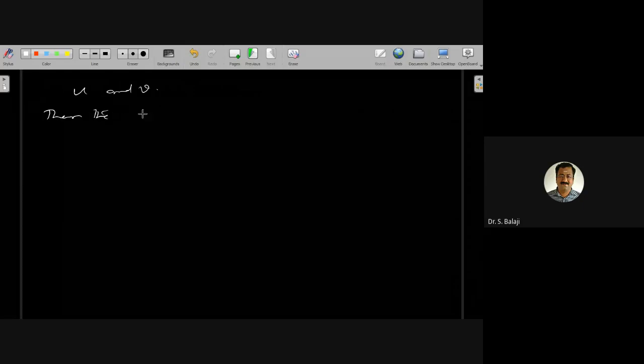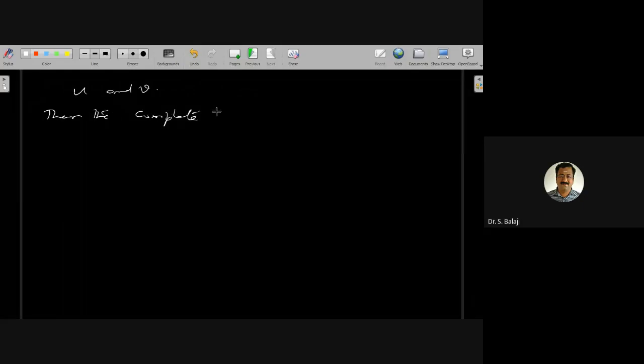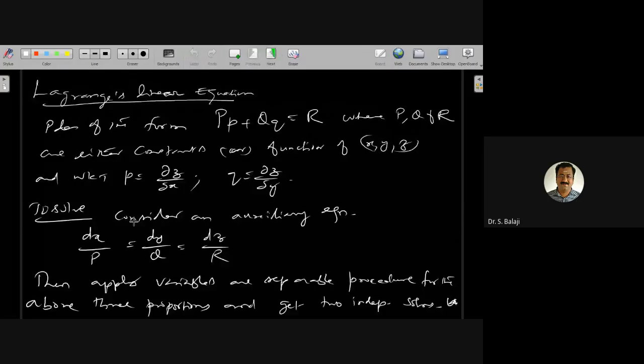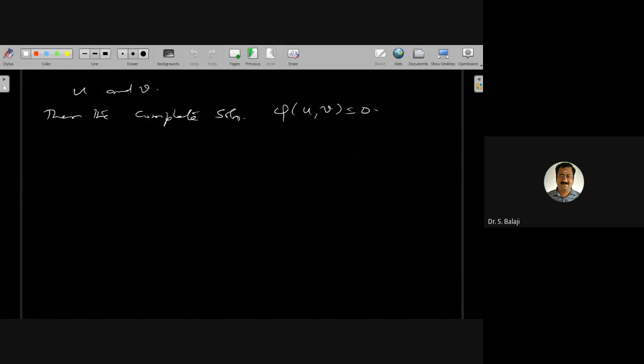Then the complete solution is phi of u comma v is equal to 0. Either by clubbing the first two proportions and solving, you get a solution u, or you take the first and third, or second and third, and with the help of that proportion you can get the solution v. Then the complete solution is given as a function of u comma v equal to 0. That is the idea here.